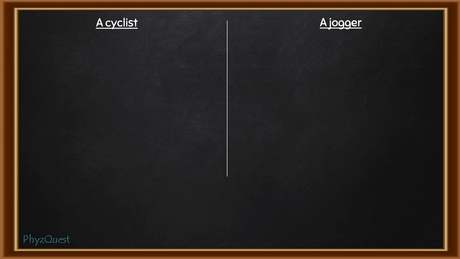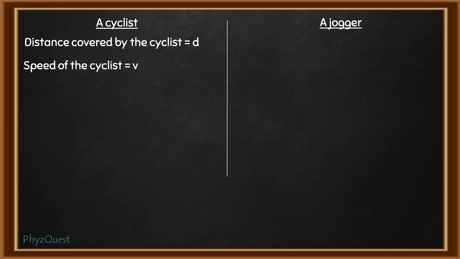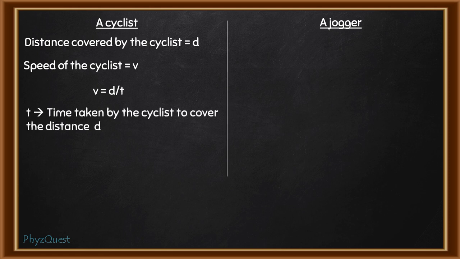First let's look at the cyclist. So the cyclist covers a distance at constant speed. So let us suppose the distance covered by the cyclist is equal to d. The speed of the cyclist is equal to v. Now according to the formula, velocity is equal to distance by time. So that means v is equal to d divided by t, where t is the time taken by the cyclist to cover the distance d.